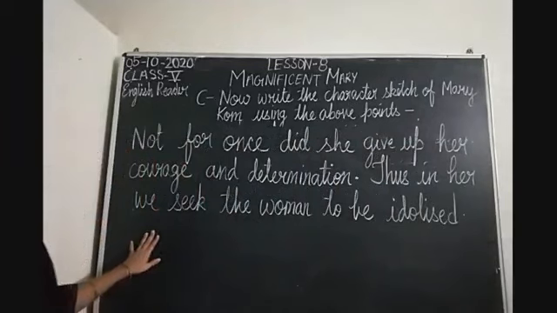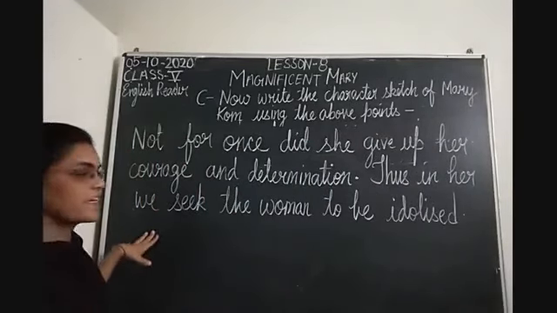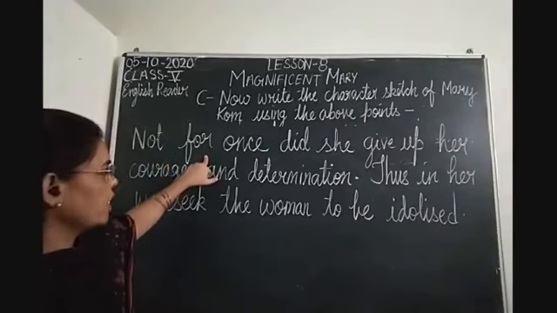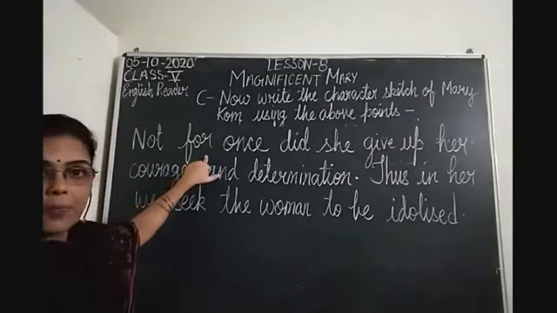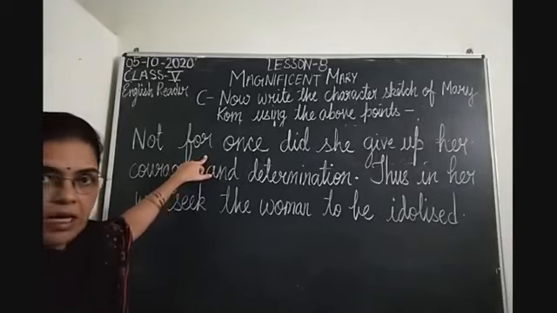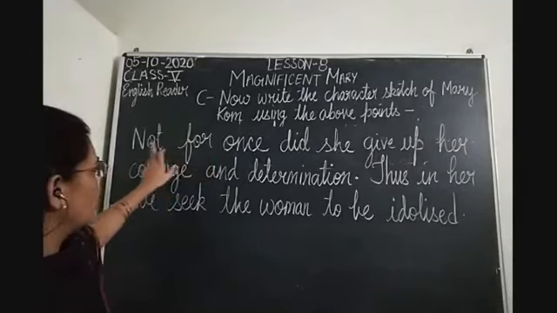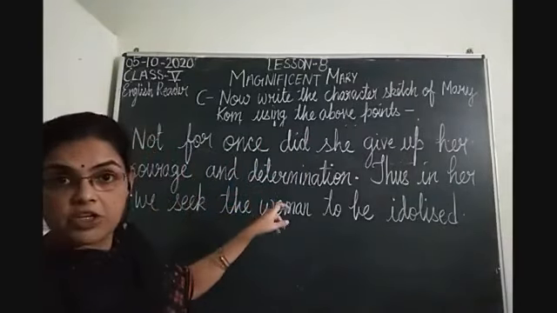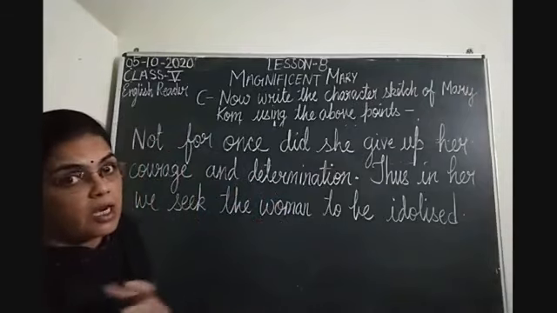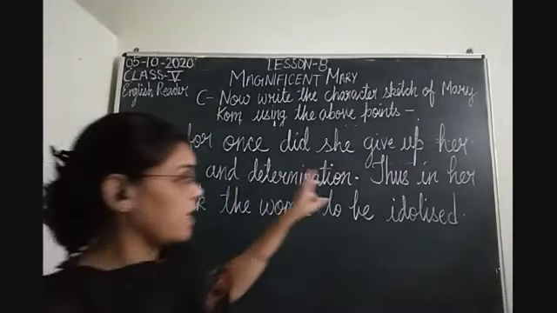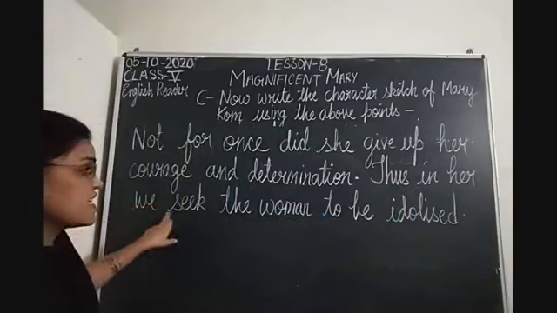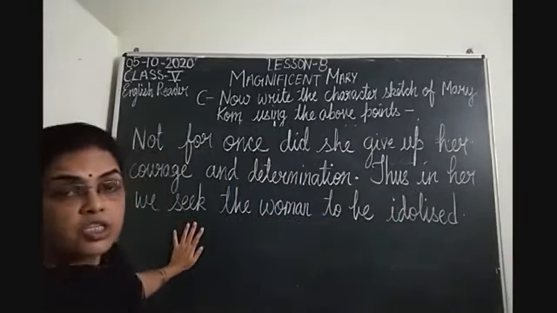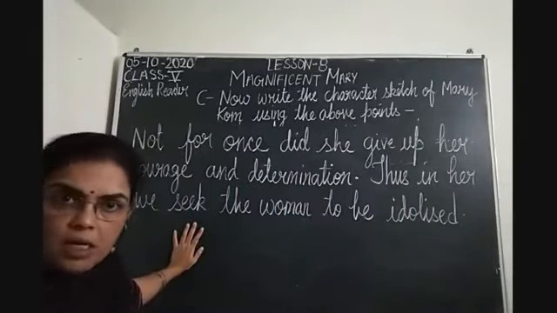So the concluding lines of the character sketch are, students, not for once, she did not lose her courage and her determination. Not for once did she give up. She never gave up. Her courage and determination, she did not lose her courage, and she did not waver at all in her determination. Thus in her, we seek the woman to be idolized. That is why she is a woman whom everyone would want to be like.